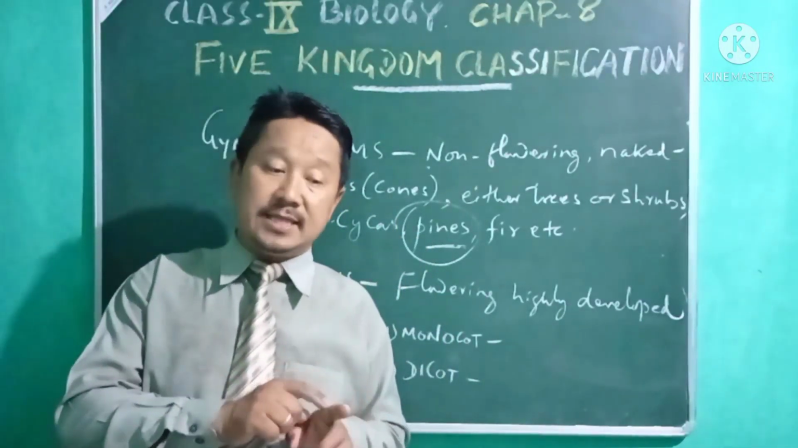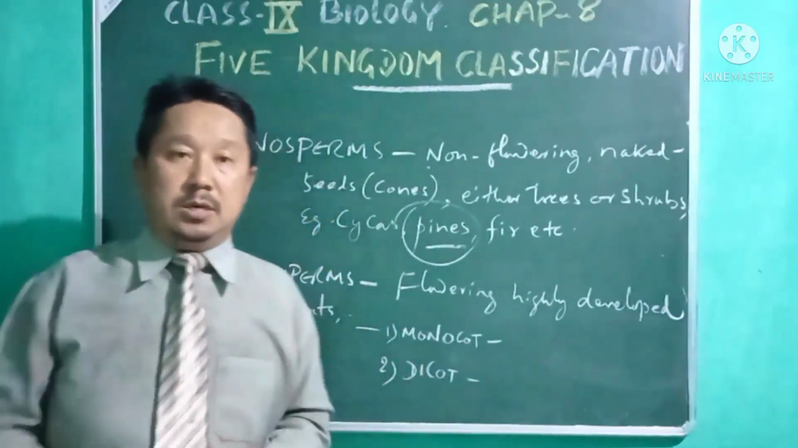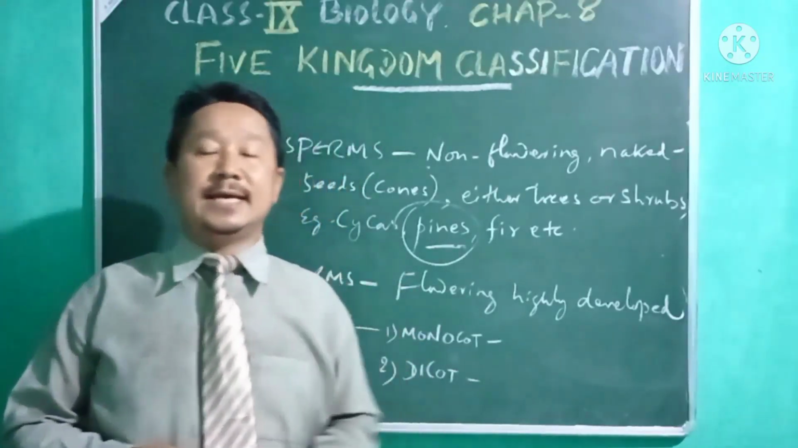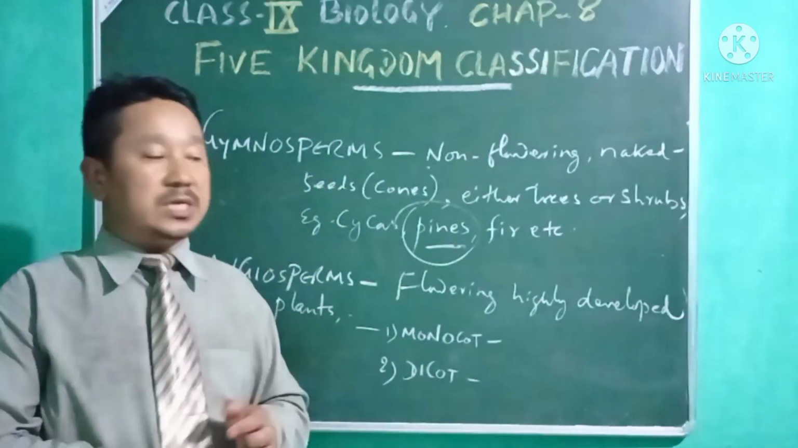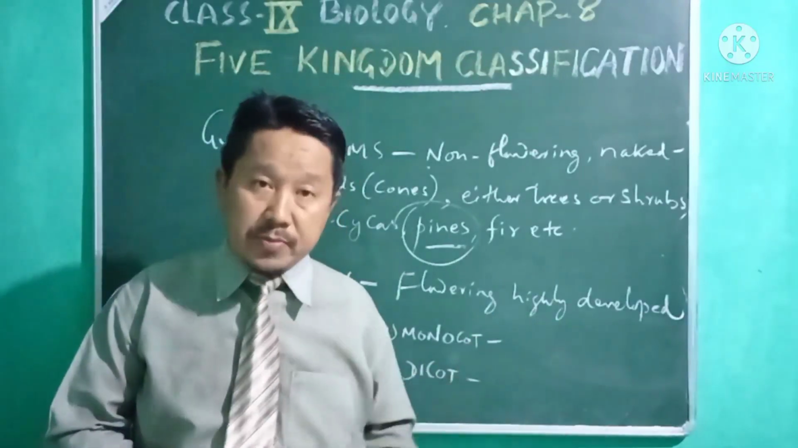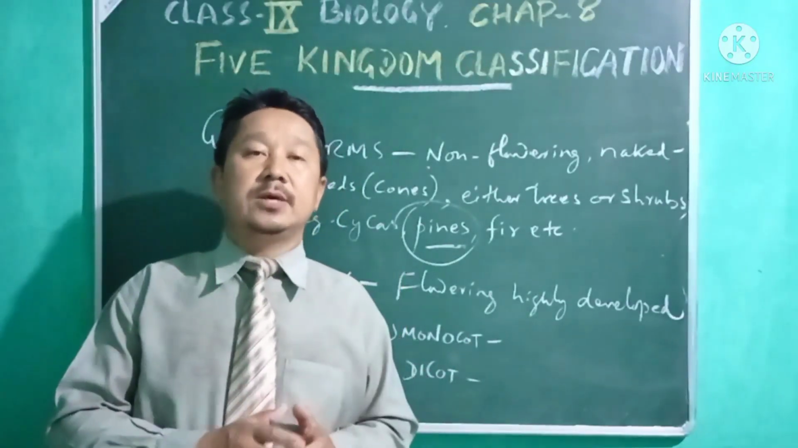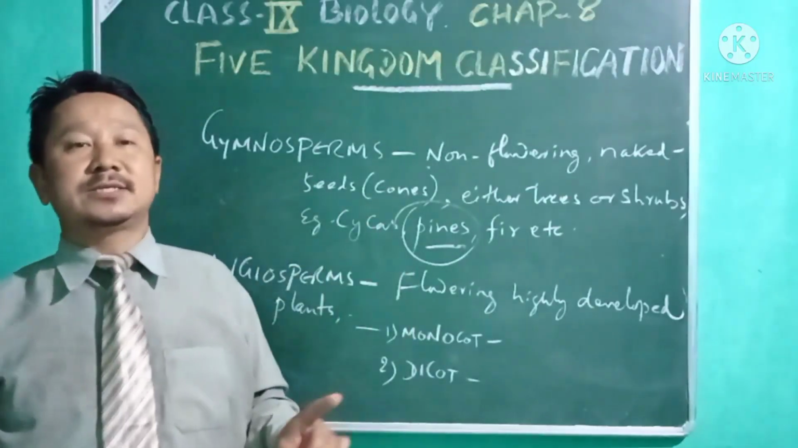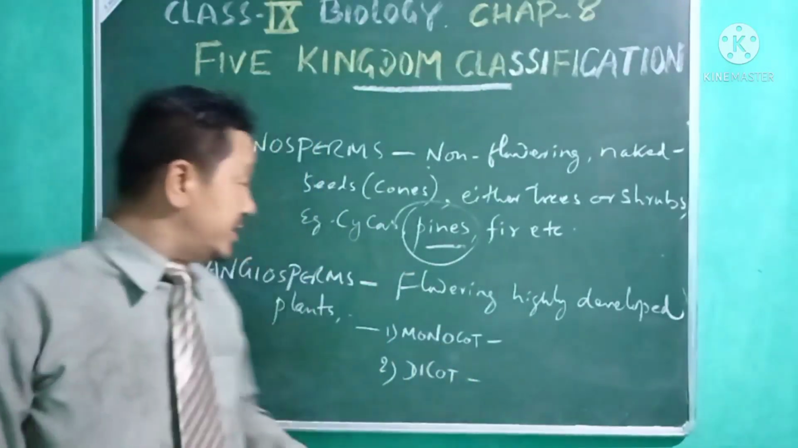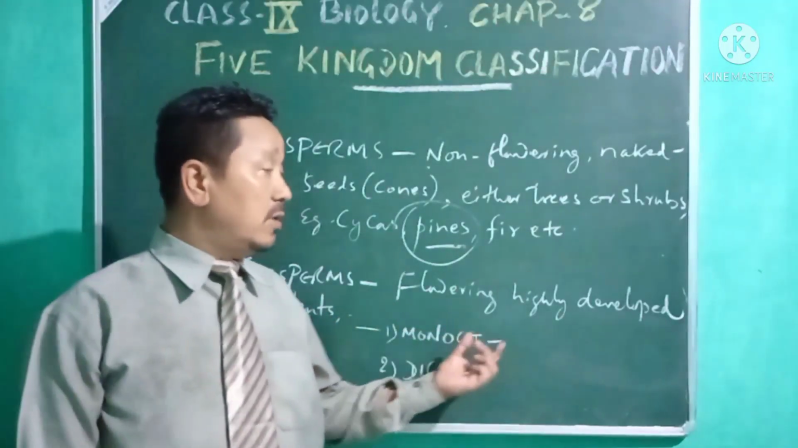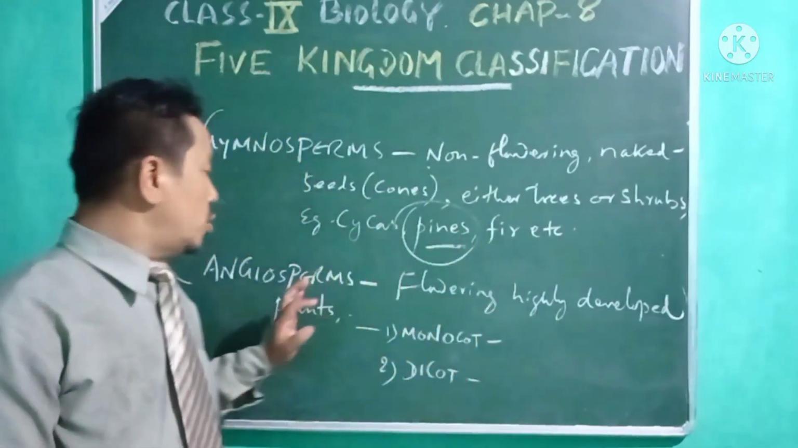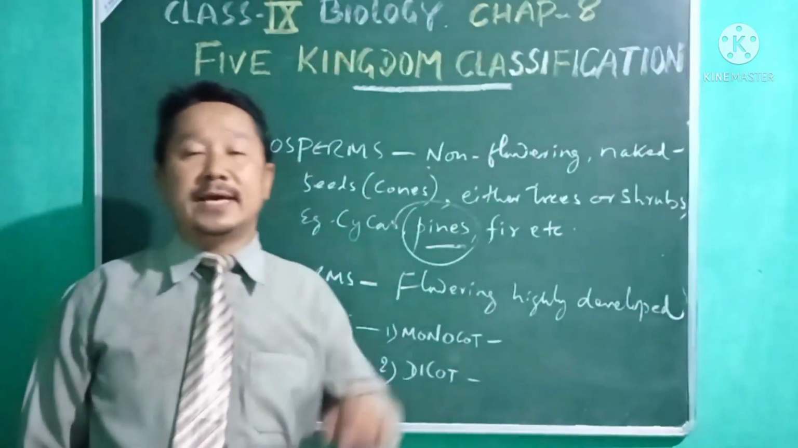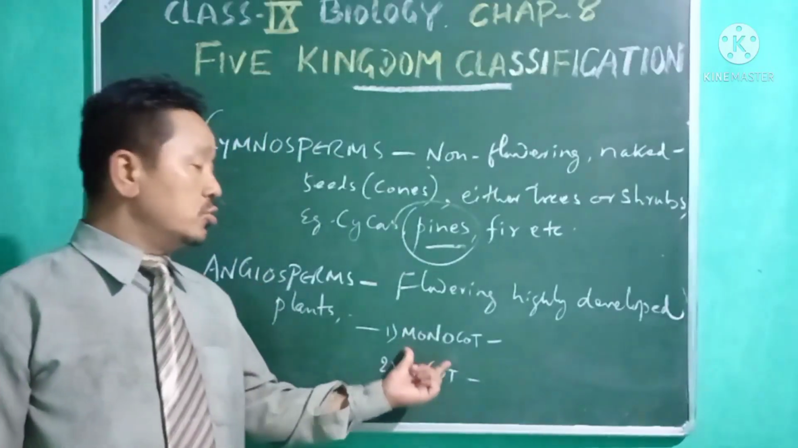Once the flower is there, pollination of the flower will take place, followed by fertilization. Then seeds will develop from the ovules, and the ovary of the flower will develop into the fruit, which I have already discussed. So all those properties can be seen in this highly developed plant, which is called an angiosperm. And angiosperms are further classified into monocot and dicot.